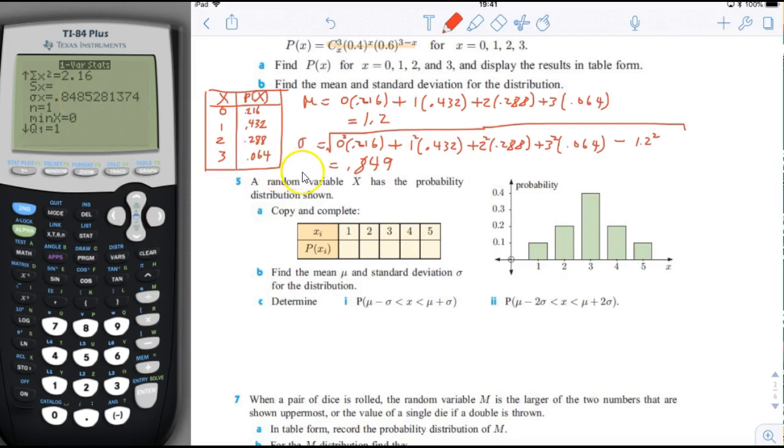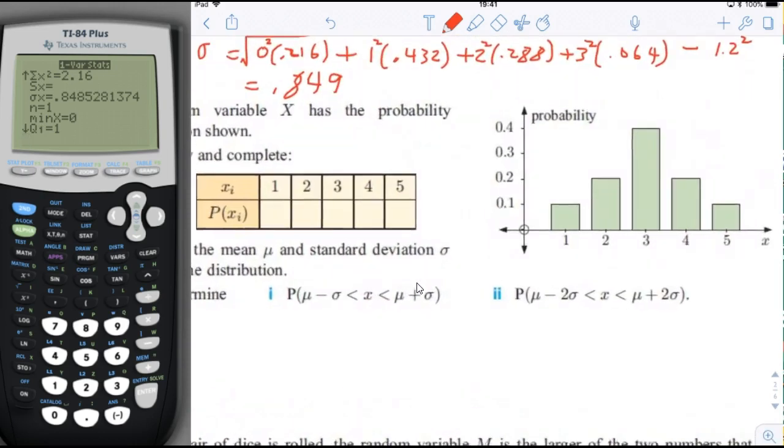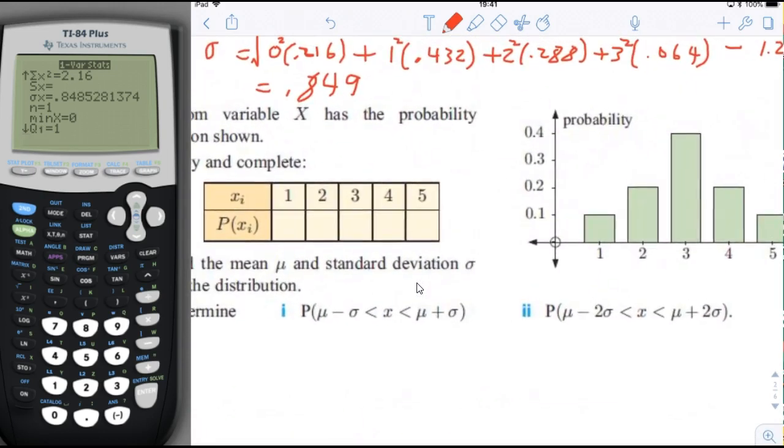Okay? All right, next go to the next one, number 5. A random variable x has a probability distribution shown. Copy and complete. Okay, so let's look at the graph and see if we can fill the table. So this first one is 0.1. And the second one is 0.2.